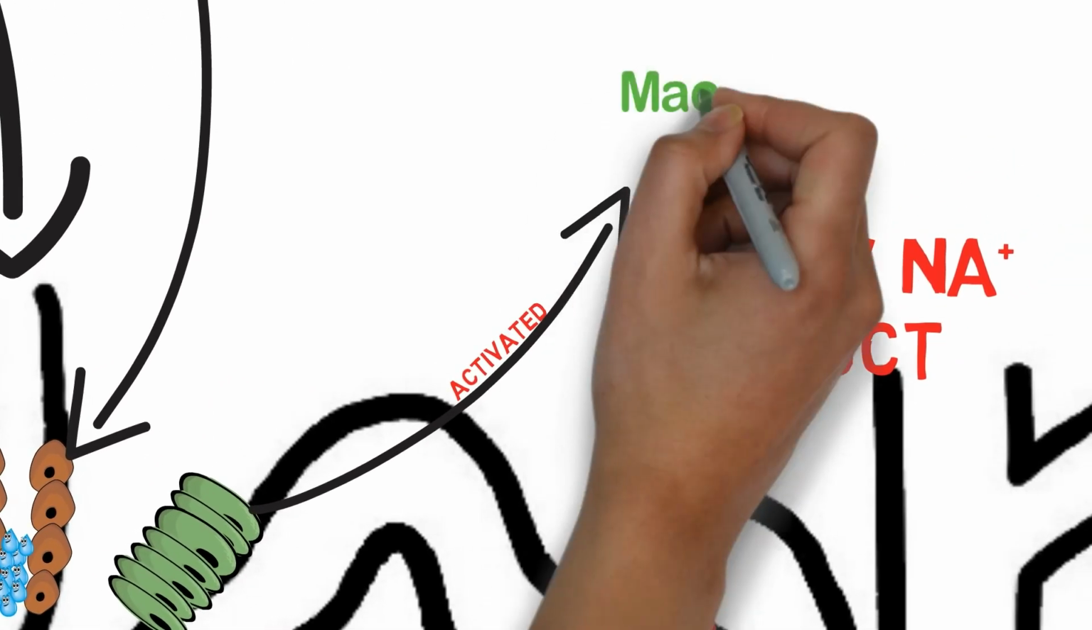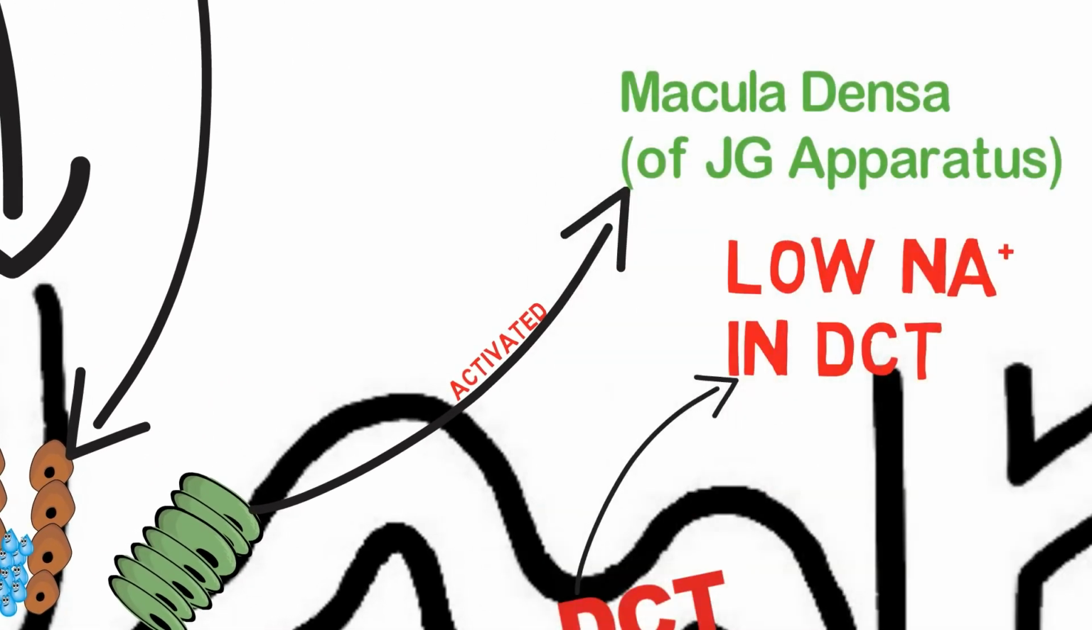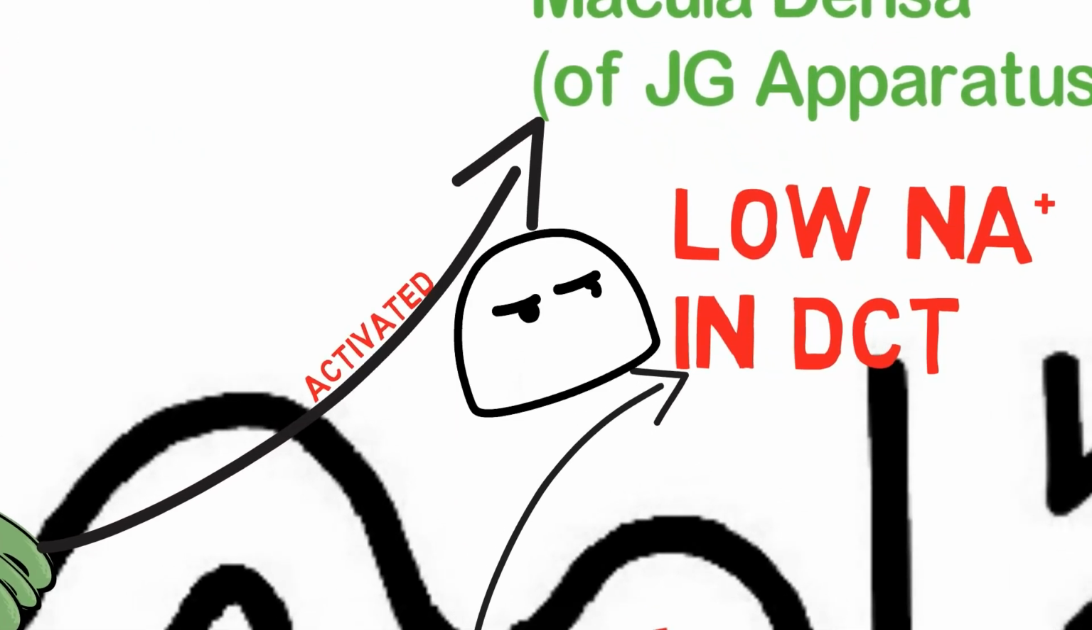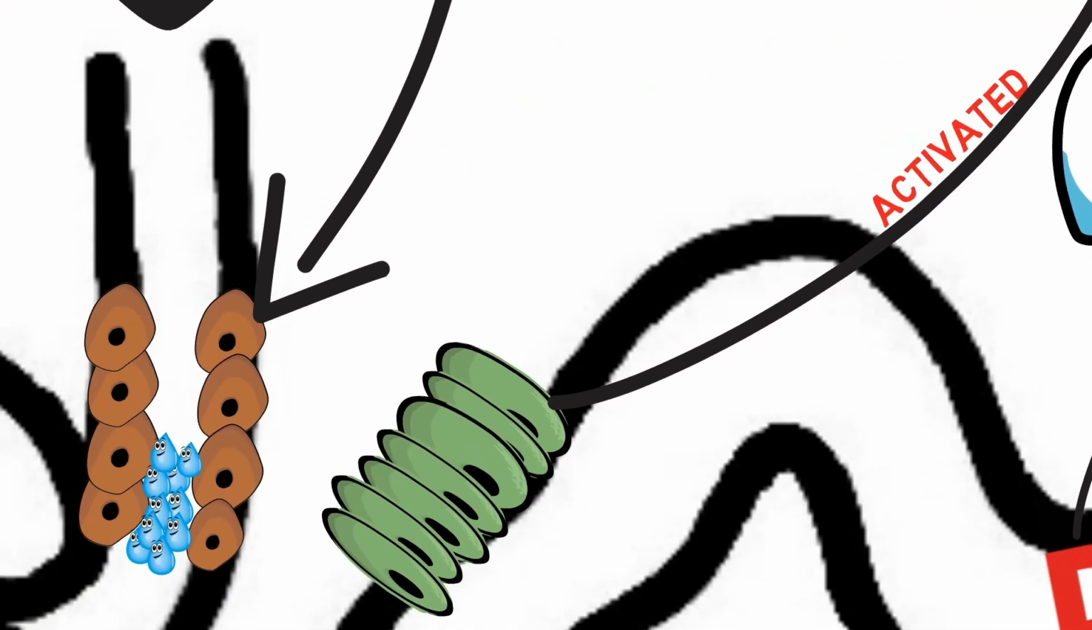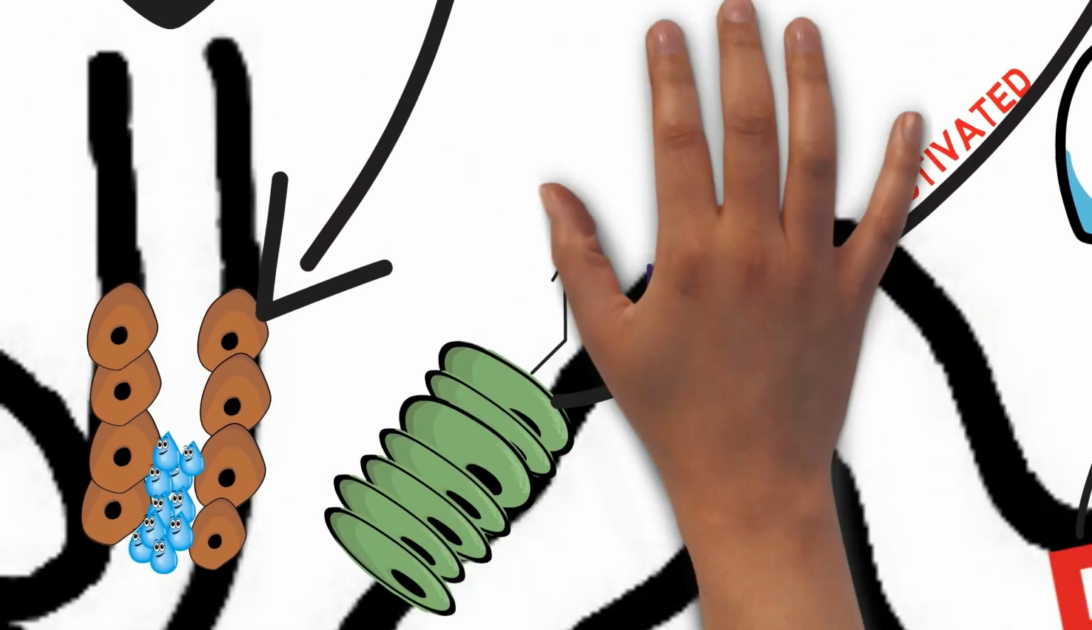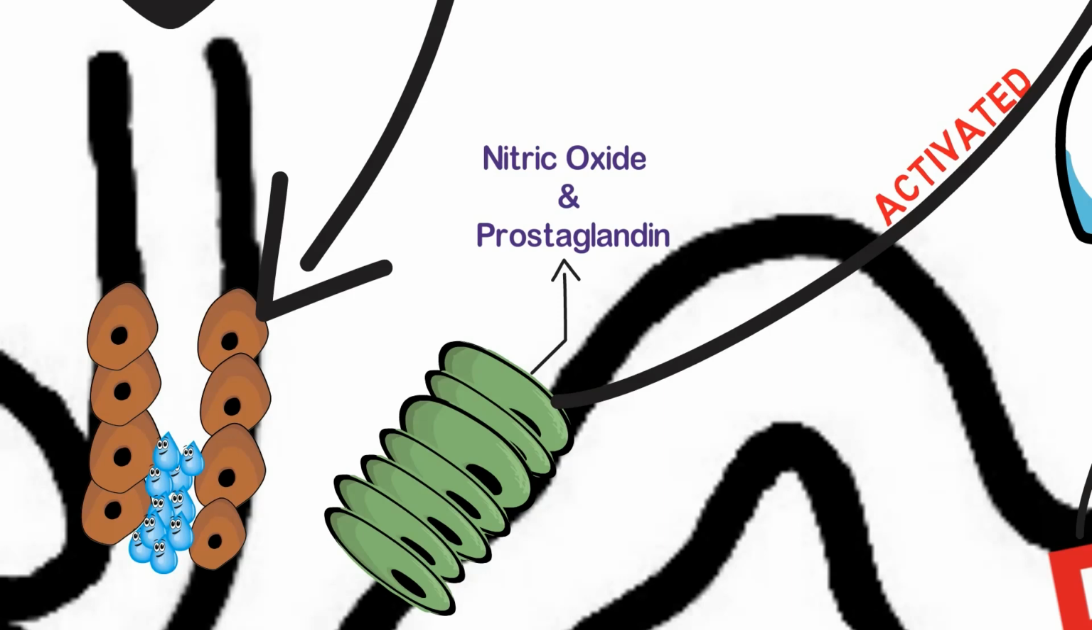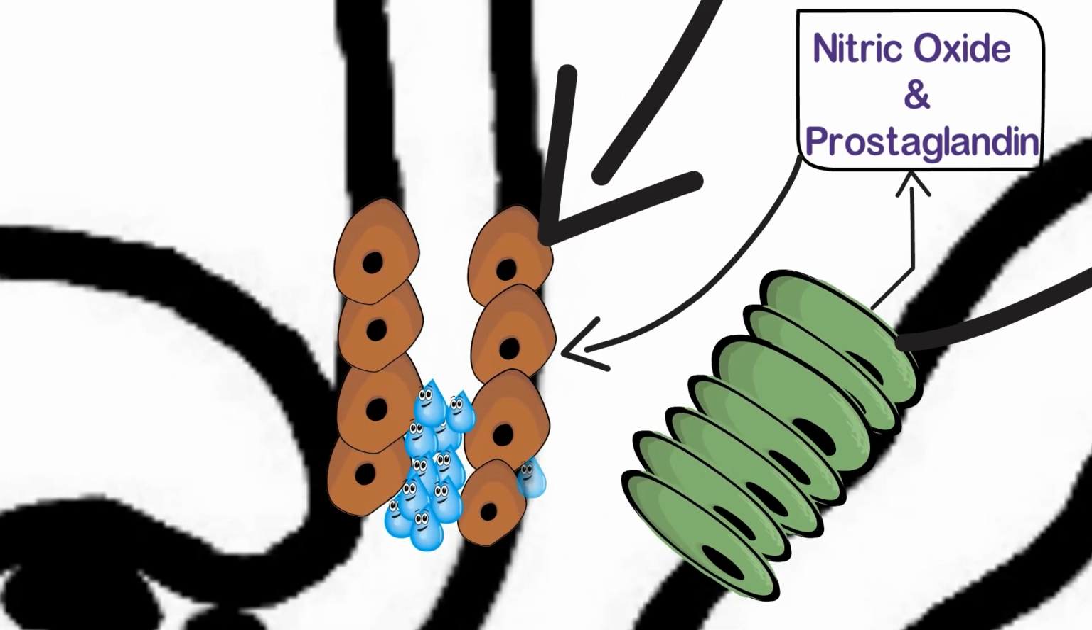These chemoreceptors are called macula densa. Macula densa feels that there is something wrong with the system as it is not getting enough sodium. So macula densa releases nitric oxide and prostaglandins. Finally, this nitric oxide and prostaglandins stimulate the glomerular cells to release more renin.